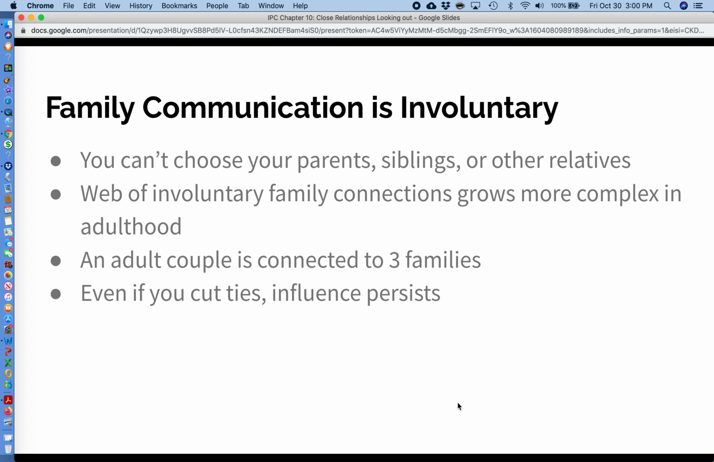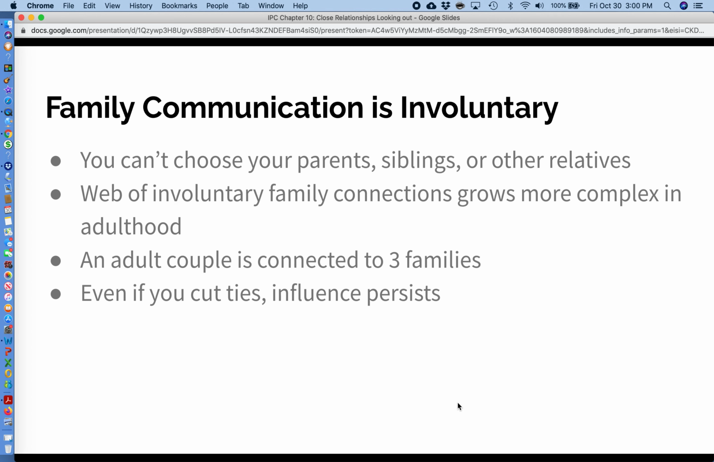When we left off, we were talking about family communication being role based, and I want to start here by talking about how it's involuntary. One thing we're all acutely aware of is that we can't choose our family. We can't choose our parents, our brothers and sisters, or our other relatives. And of course, as we get older, if we get married, our involuntary family connections grow more complex. We're related by marriage to more and more people.